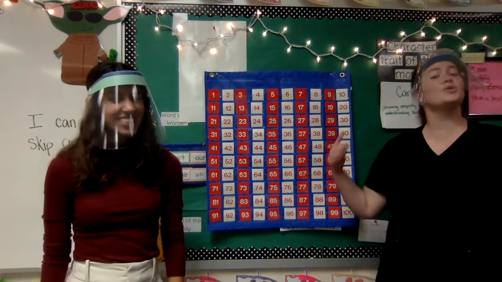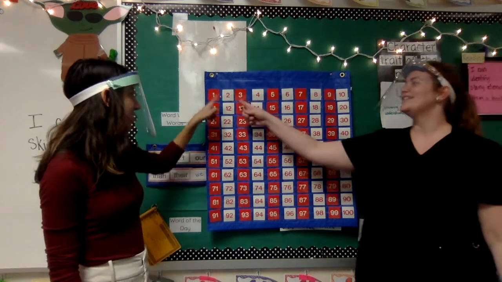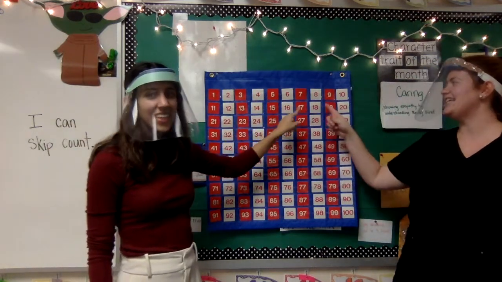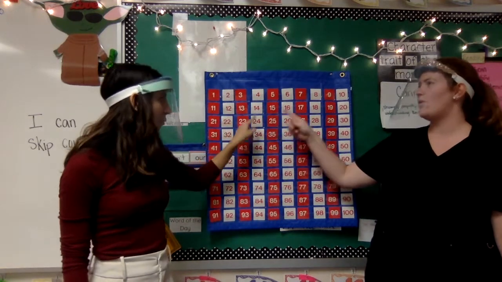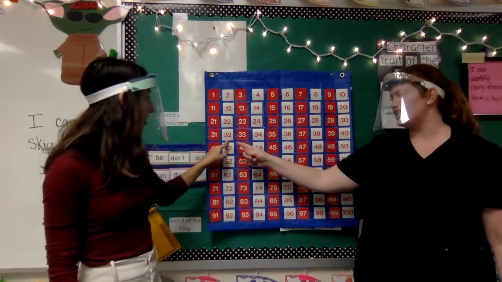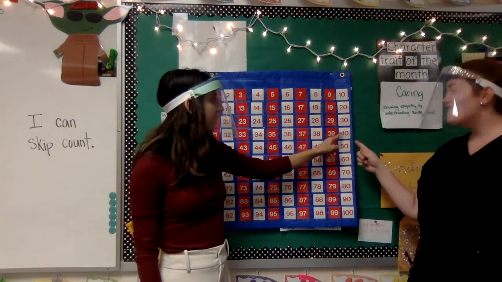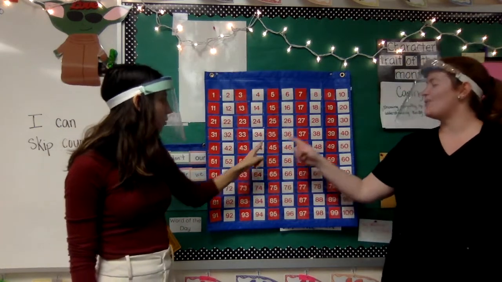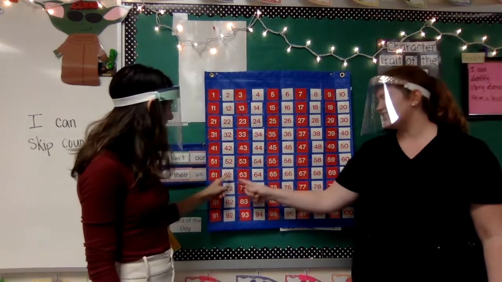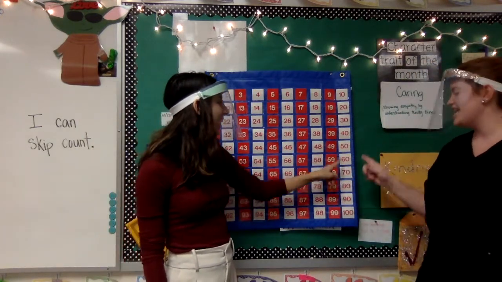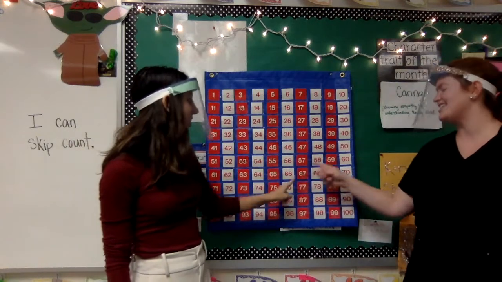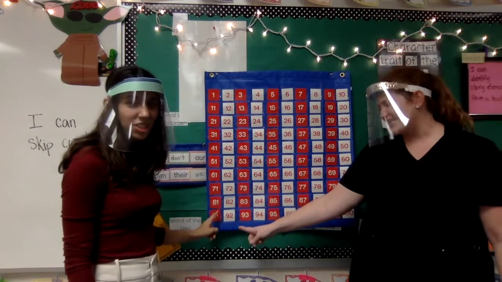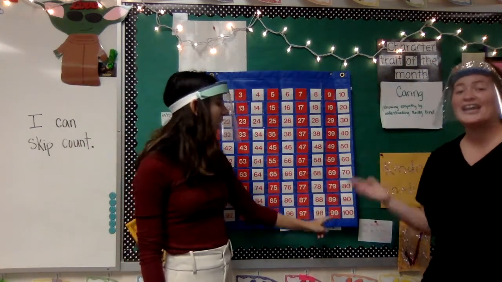That sounds good. Ready? We're going to do this one all together, okay? 2, 4, 6, 8, 10, 12, 14, 16, 18, 20, 22, 24, 26, 28, 30, 32, 34, 36, 38, 40, 42, 44, 46, 48, 50, 52, 54, 56, 58, 60, 62, 64, 66, 68, 70, 72, 74, 76, 78, 80, 82, 84, 86, 88, 90, 92, 94, 96, 98, 100.